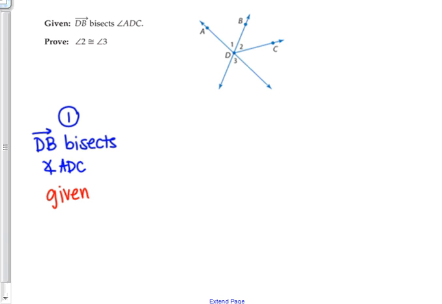My step 2, since I know I have an angle bisector, I know that I have 2 congruent angles somewhere. So I know that since BD bisected ADC, that ADB and BDC are congruent. I'm just going to call those angles 1 and 2. Angles 1 and 2 are congruent, and I know that just from the definition of an angle bisector. I know that's what angle bisectors do.